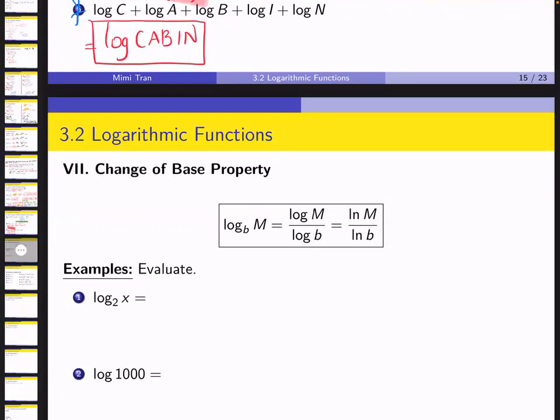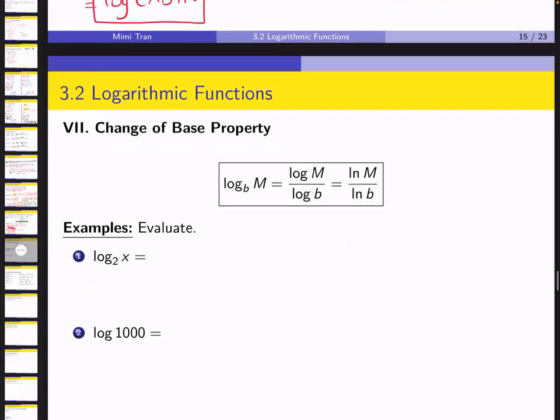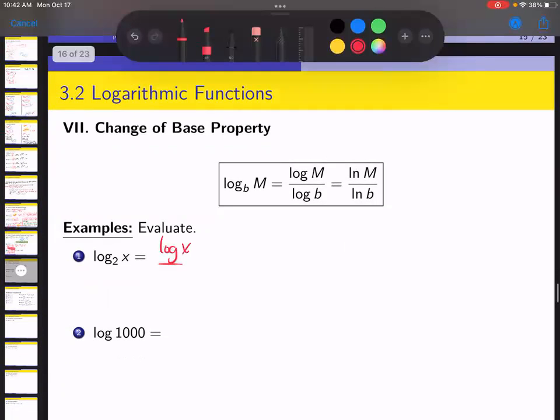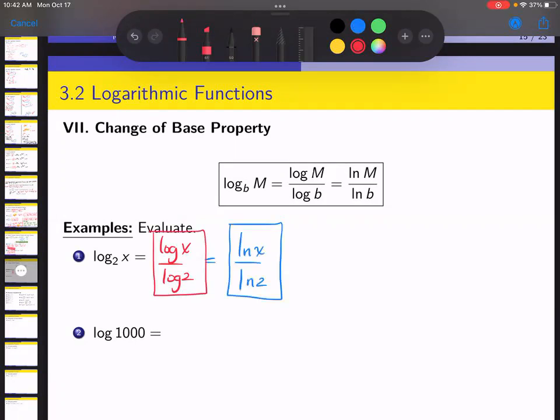So let's do this. If I have log base 2 of x, I can write it as log x divided by log 2. It's base 10, so I don't write it. Or somebody else can do it like this: ln of x divided by ln of 2. It's the same thing. So far, so good?